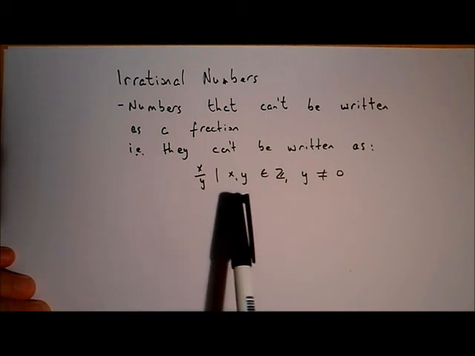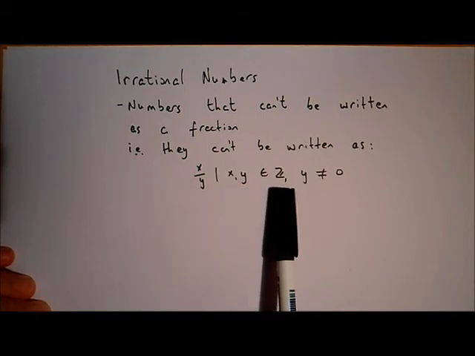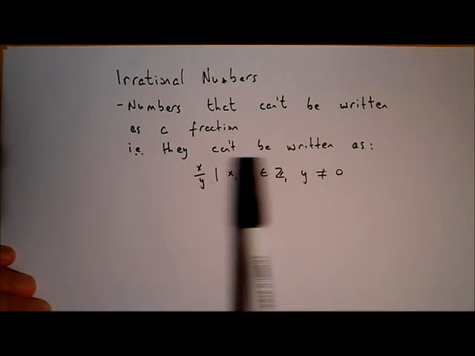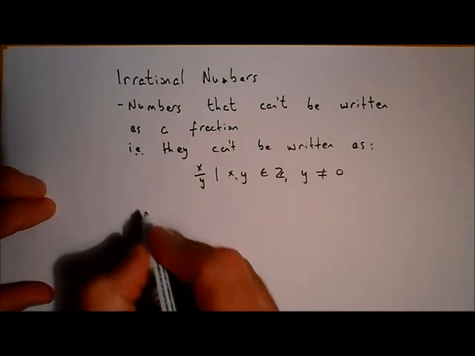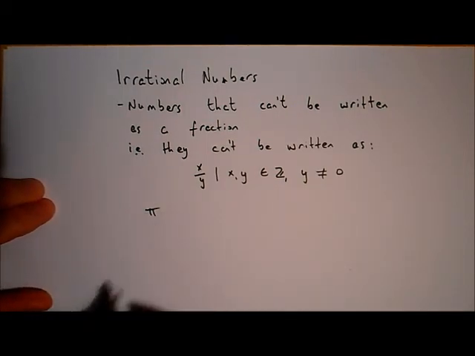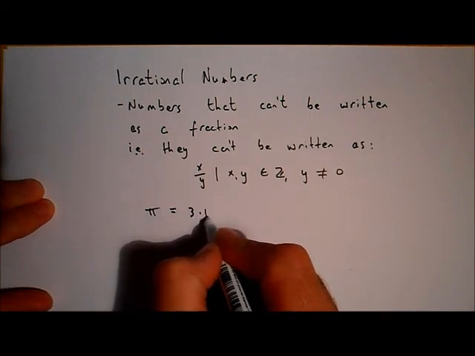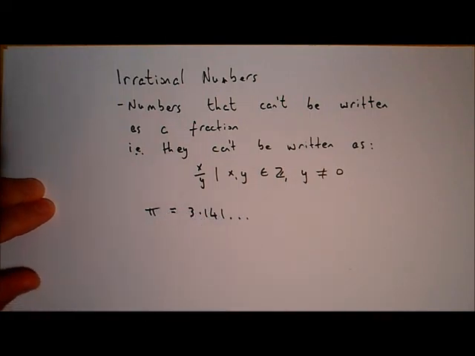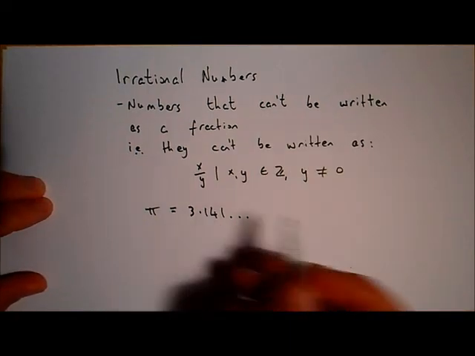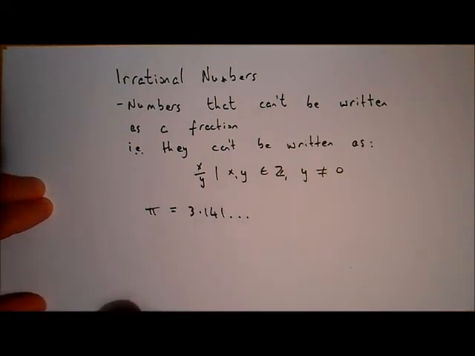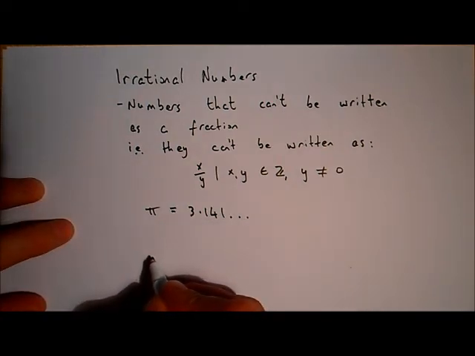They can't be written as x over y, where x and y are integers and y is not equal to 0, because this is the definition of a fraction. So an example of some irrational numbers would be pi. So pi is an irrational number. Pi is equal to 3.141, but it goes on forever. It has no last decimal place. And that's what every irrational number is like. Every irrational number has no last decimal place.